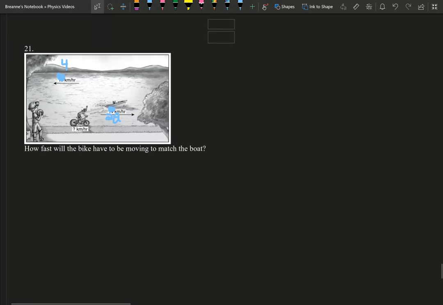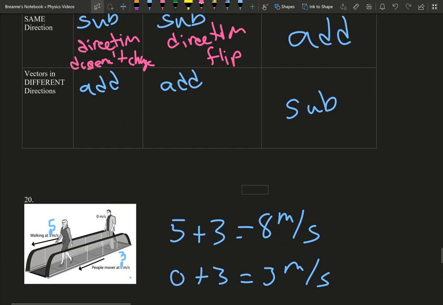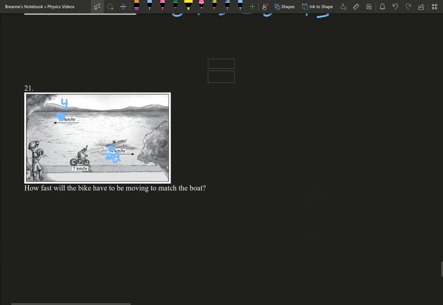So how fast will the bike have to be moving to match the boat? The river is going one way, the boat is going the other. So again, the river is affecting the boat, so we're the same system, but different direction. So we're going to end up subtracting.